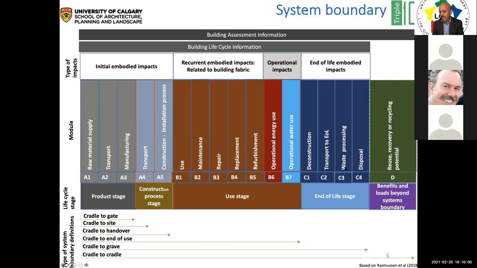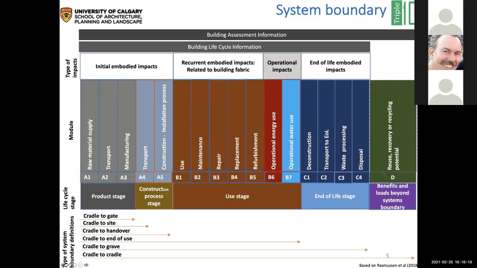And depending on what you do with the demolition waste, you can have another second life in a different product, in a different building, and so on. So the scope definition is also about defining clearly which of these are covered in the LCA of interest. And if you look at the top, you can see that there are group names that we use. We call these first five modules the initial embodied impact.